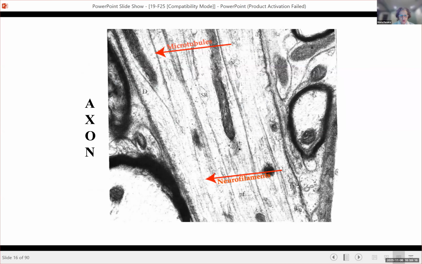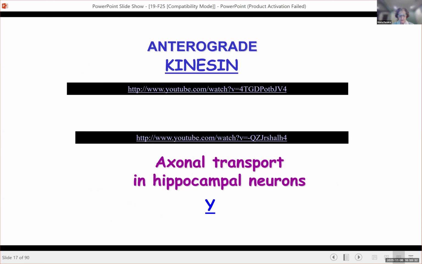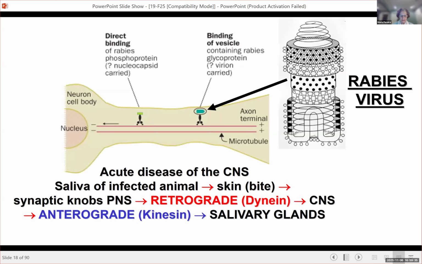Here I just want to show that the highways within the axon are not only the microtubules, which are the thickest cytoskeleton components, but you have other filaments like neurofilaments that help in this transport. Okay, I'm going to pass this.